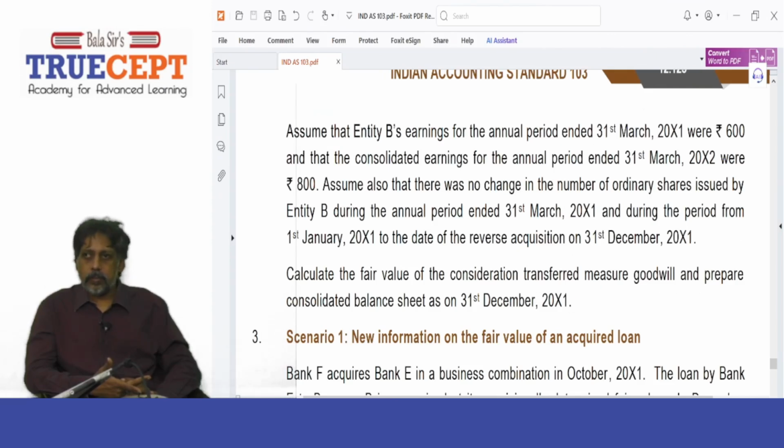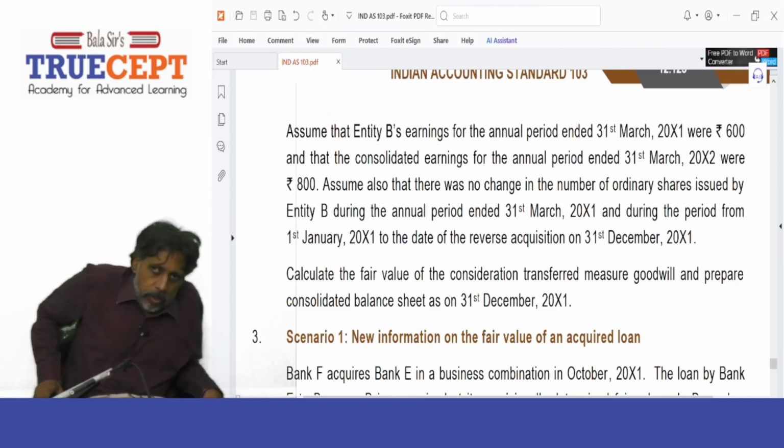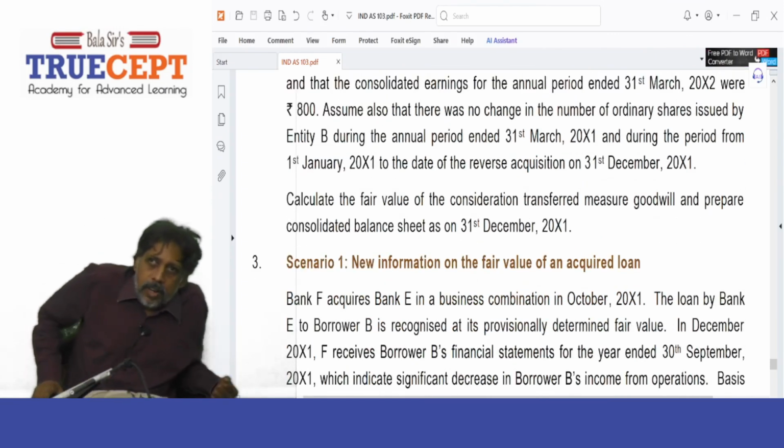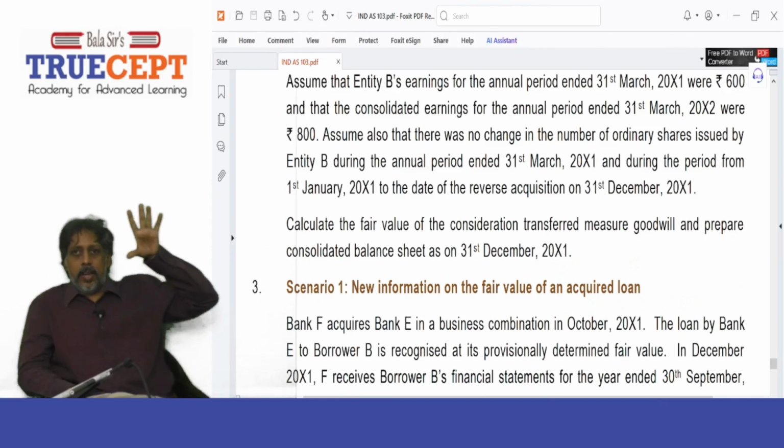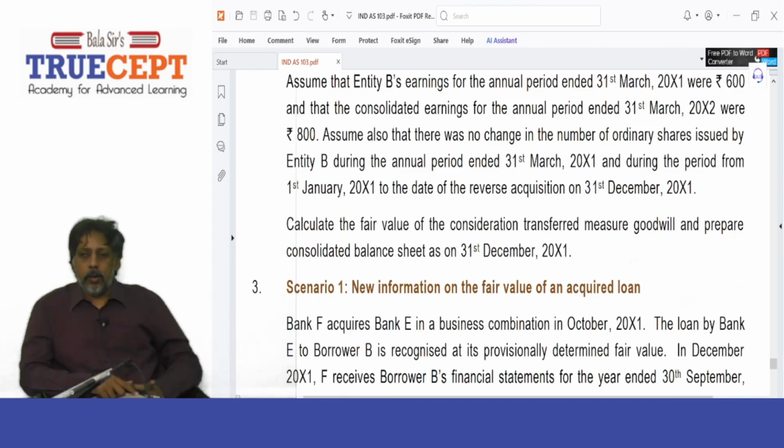So, copy paste. Then calculate the fair value of the consideration transferred, measure goodwill, and prepare the consolidated balance sheet as on 31st December 20x1. Okay. You know what happens? The majority will write 150 shares issued by A Limited at rupees 16 per share, 2,400 is the consideration. You're wrong.